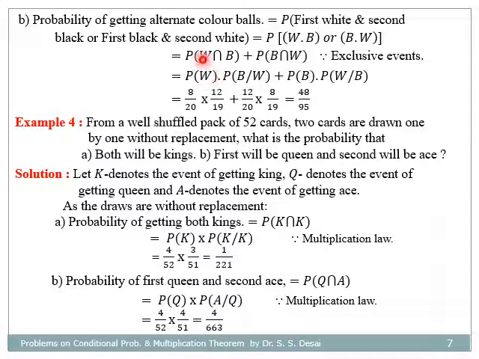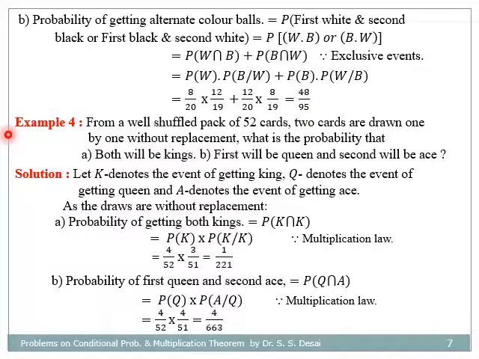So again by the multiplication theorem, this can be solved as: probability of W intersection B is equal to probability of W into probability of B given W, plus probability of B intersection W is equal to probability of B into probability of W given B. And from the concept of the previous part, it is 8 divided by 20 into 12 divided by 19 plus 12 divided by 20 into 8 divided by 19, and the final simplification is 48 divided by 95.